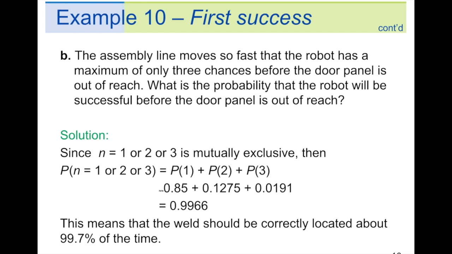Since n equals 1, 2, or 3 is mutually exclusive, the probability that it's 1, 2, or 3 is the probability of 1 plus the probability of 2 plus the probability of 3. So we add up the 3 probabilities we have, and that will be 0.9966. This means that the weld should be correctly located about 99.7% of the time.